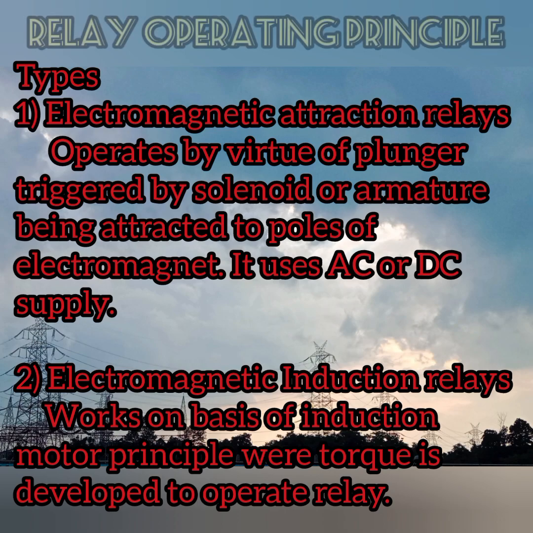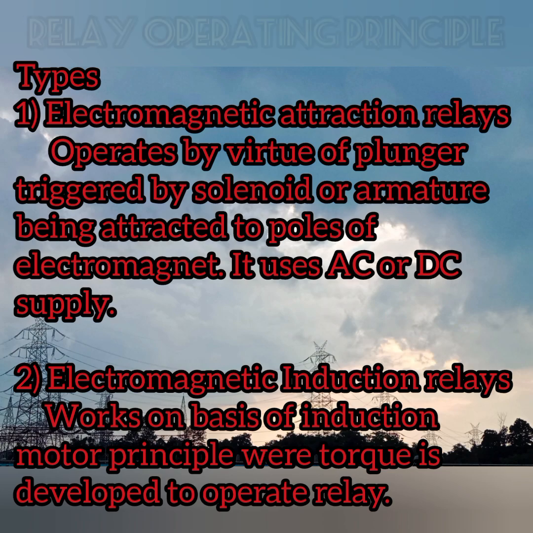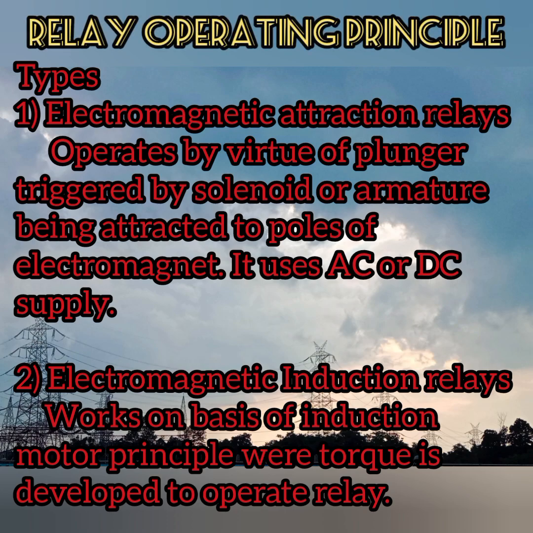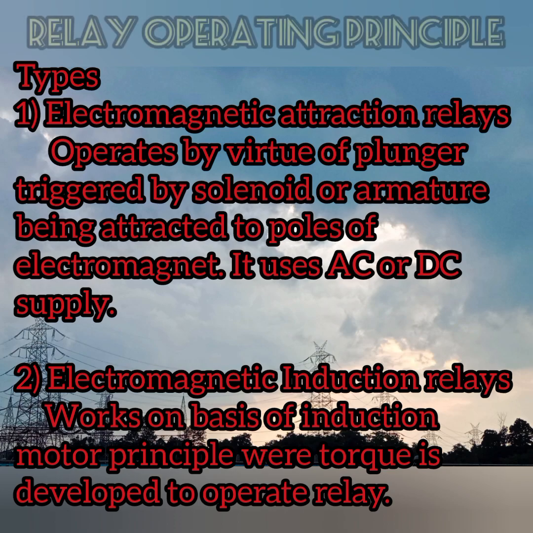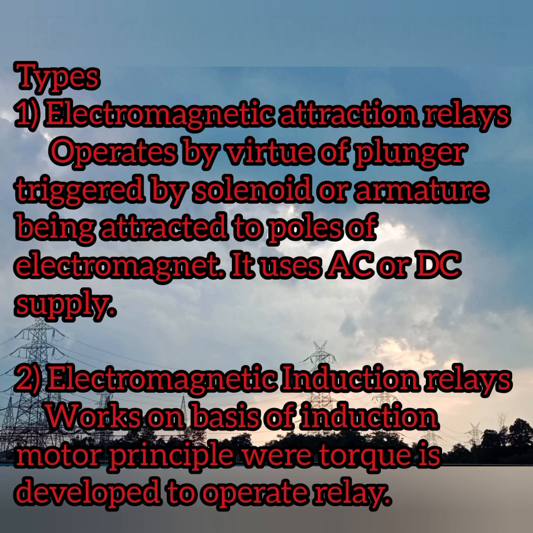So normally this electromagnetic attraction type of relay, in the sense, operates by a wedge or plunger triggered by a solenoid, or an armature being attracted to the poles of an electromagnet. So it can be used in both AC or DC supply. Whereas the electromagnetic induction type of relay works on the basis of the electromagnetic induction principle. So the torque which is developed will cause the movement, which means contact making, in the electromagnetic induction type of relays.